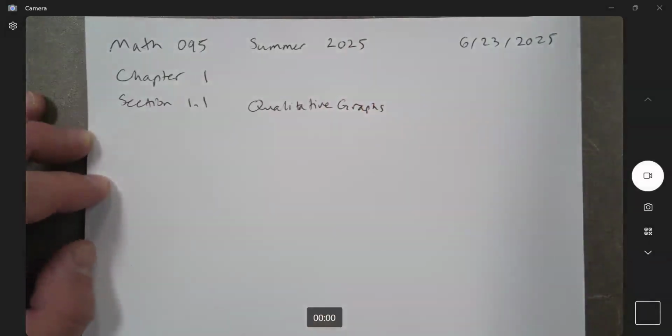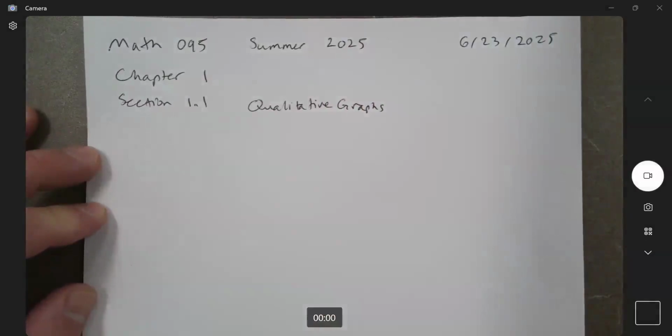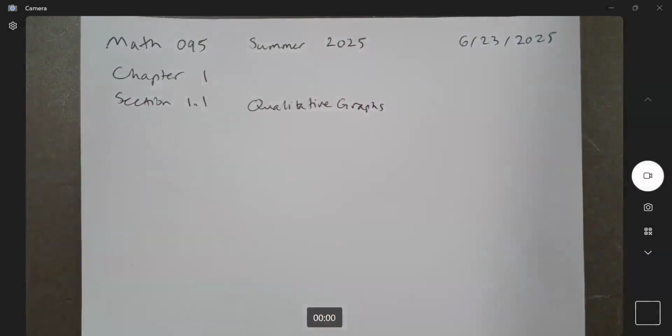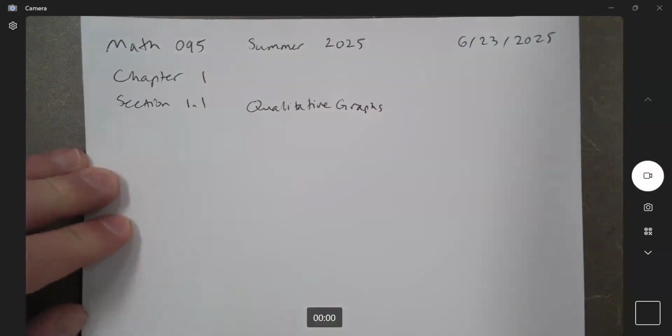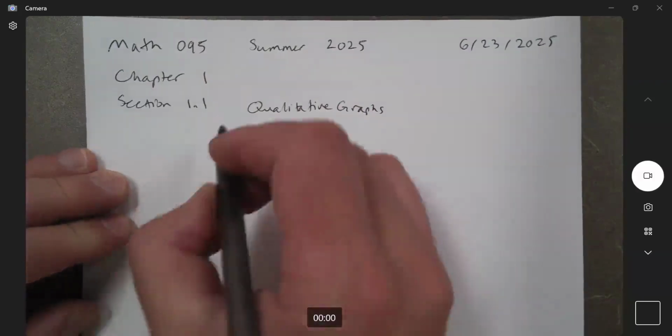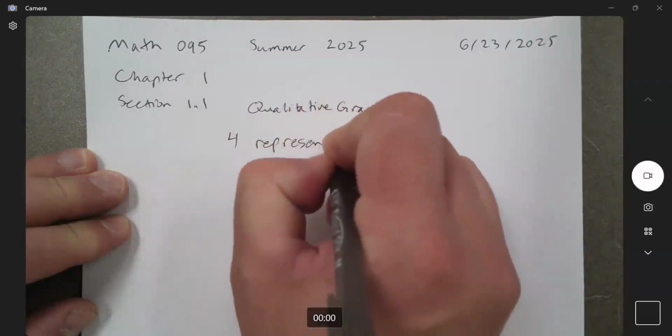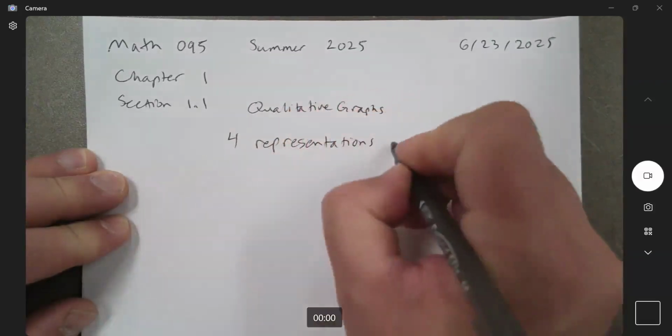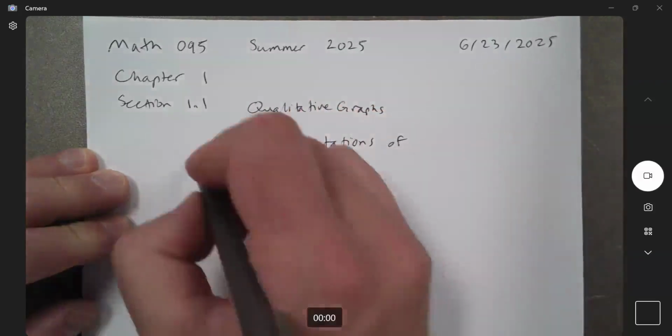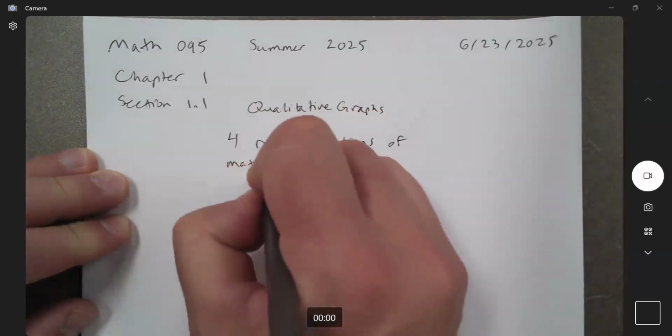But before we do that, I want to introduce you to a visual I like to use that I really encourage you to adopt as a way to think about all the math in this class and all the math in any class you do, and basically any math that you do at all. And I call this the 4 representations of mathematical ideas.